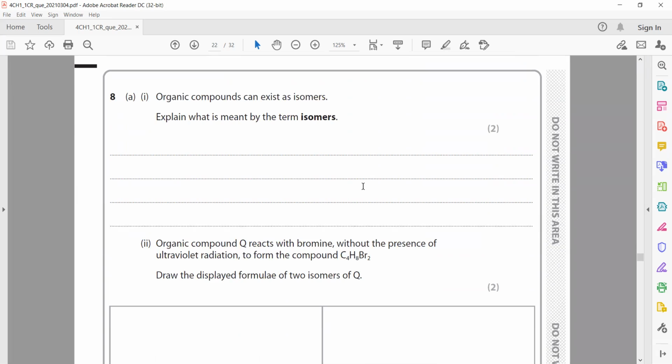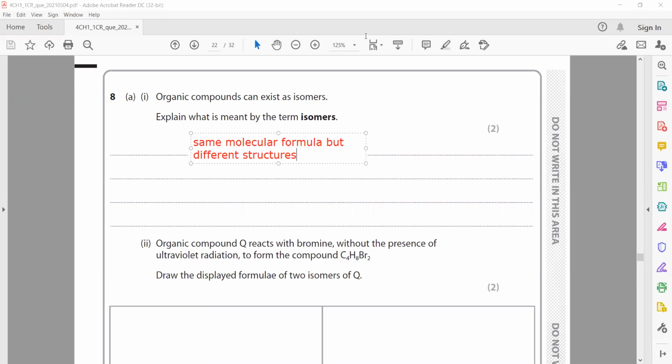Explain what is meant by isomers. Isomers have the same molecular formula but different structures.